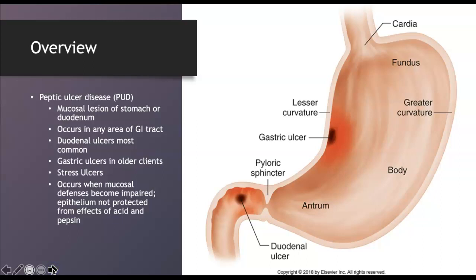Okay, so just an overview of what peptic ulcer disease is. They're basically just little ulcerations or lesions within the mucosal lining. It can really occur anywhere up and down the GI tract, but they're most common in the duodenum, which is that upper end of the small intestine. Our older clients, though, tend to get more gastric ulcers, and again, that typically happens at the lower end of the stomach.